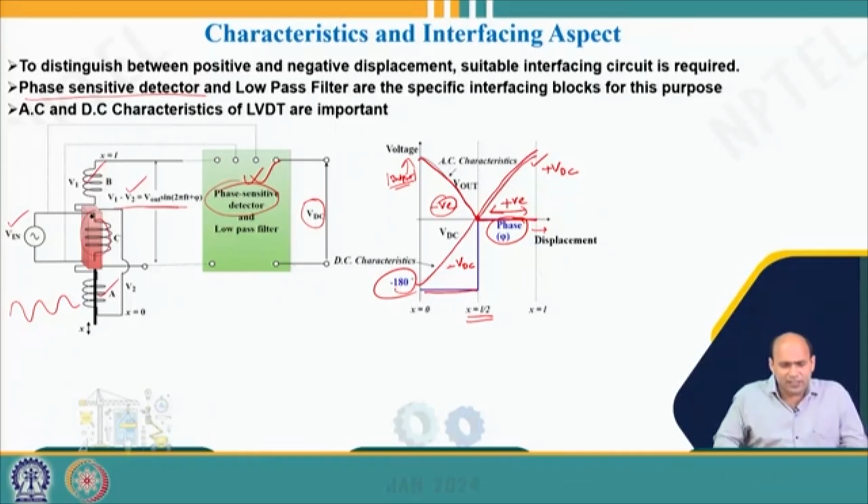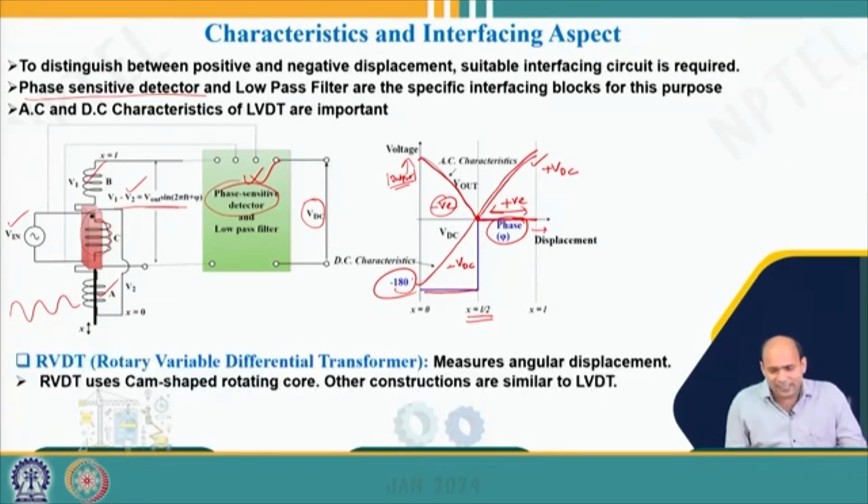Typically for this phase sensitive detector, you can take the help of bridge rectifier circuits, or you can consider some kind of digital gates as well for identifying the phase, and there are different kinds of phase sensitive detector circuits which you can use for this particular application, right? So that's why this AC and DC characteristics are also very important.